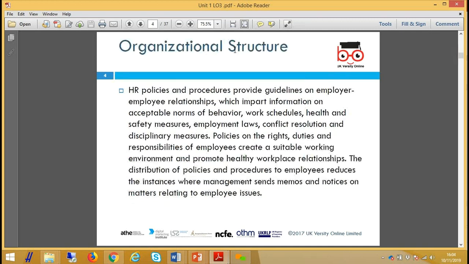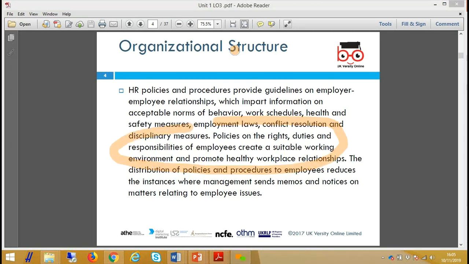So let's look first at the organizational structure. Your HR policies and procedures provide clear guidance on roles in the organizational structure, who does what, and accepted norms of behavior, work schedules, health and safety measures, things like that. So policies create, and this is very important, so I'll highlight that, rights and responsibilities for both parties.